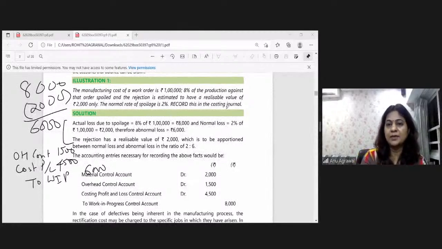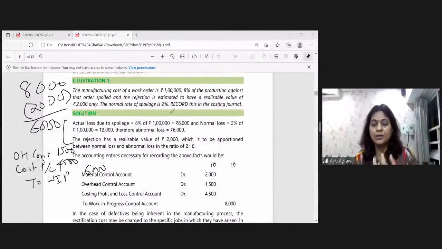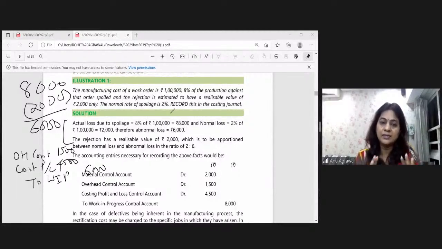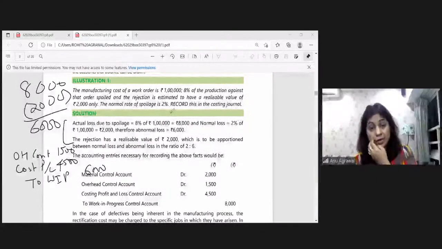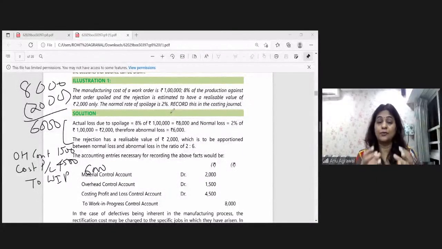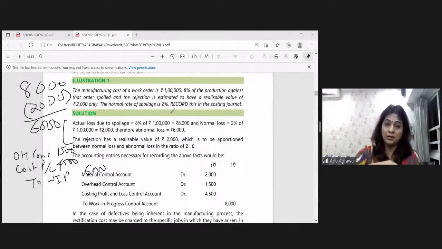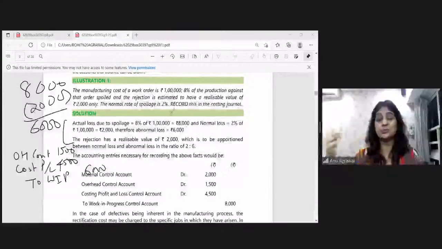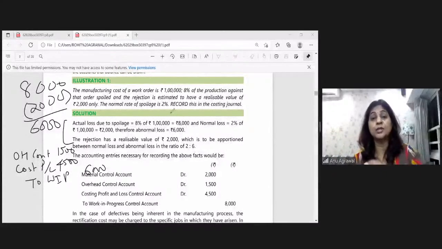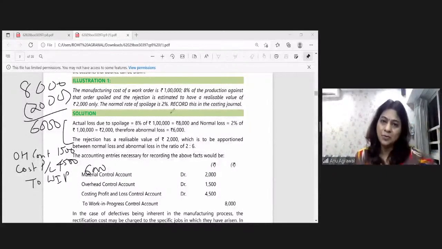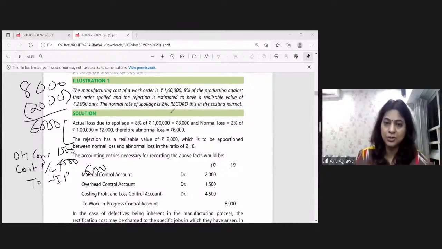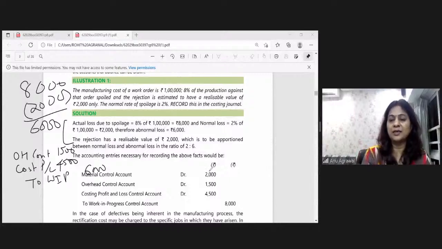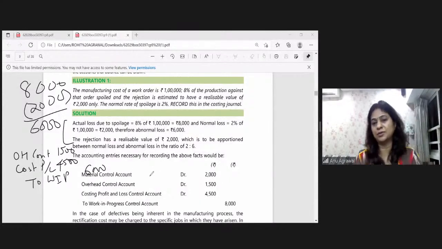This realizable value of 2,000 means that out of this 8,000 rupees of counting, 2,000 worth of material is still capable of being used. So if I want to make an entry from that WIP, the good which is spoiled is worth 8,000, but from that 8,000, 2,000 I can recover. That means it can go back to the material, or I can say it can go down to the stores. Yes or no? That's the reason why the Institute has put that recoverable amount of 2,000 into material.